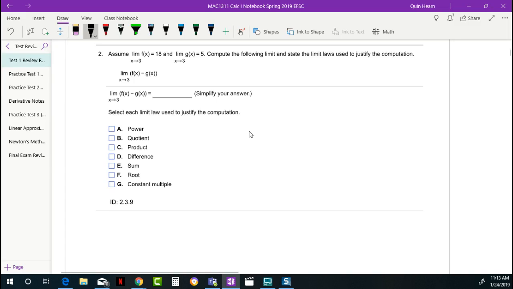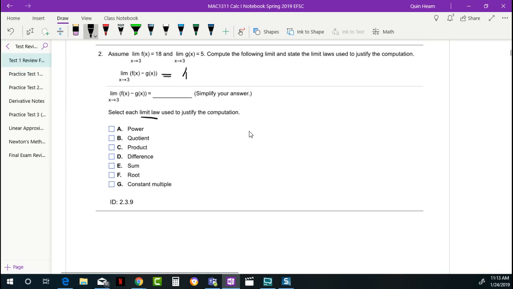So instead of giving us the actual functions, they just mention these functions f of x and g of x, and they tell us the values of their limits as x approaches 3. So it turns out that our limit laws tell us that if you know the limits of these two functions as x approaches the same value, then you can find the limit of their product, sum, difference, quotient, constant multiple, just by plugging in.